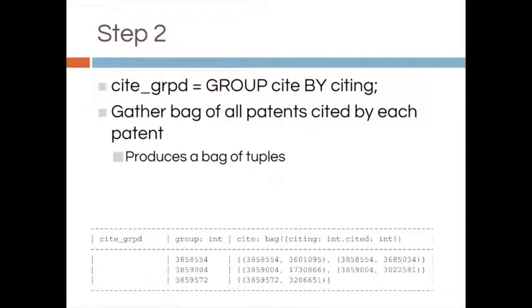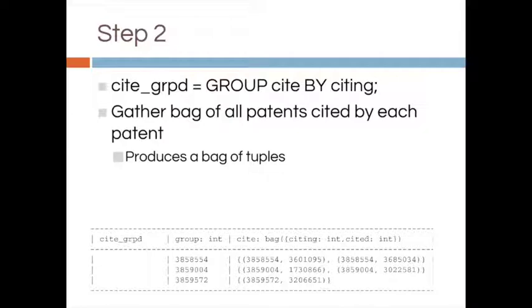In the next step, we will use the group operation to create a new table. We're calling it cite_grouped. And we will group the previous table that we made by the citing column. So now we will no longer have any duplicates.